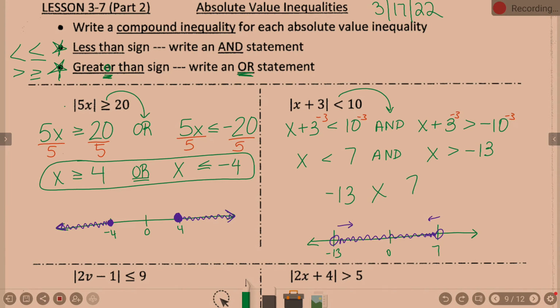Negative 13. Now, this sign right here reads x less than 7. So we're going to put x less than 7. This sign here is for x greater than negative 13, but when you flip the x and 13, it becomes a less than. Those signs will always both be less than signs, especially if you have the bigger number on the right.